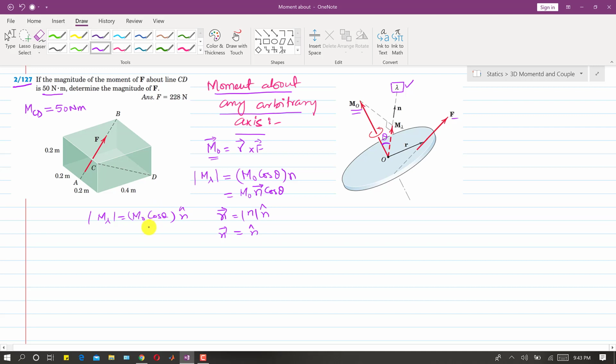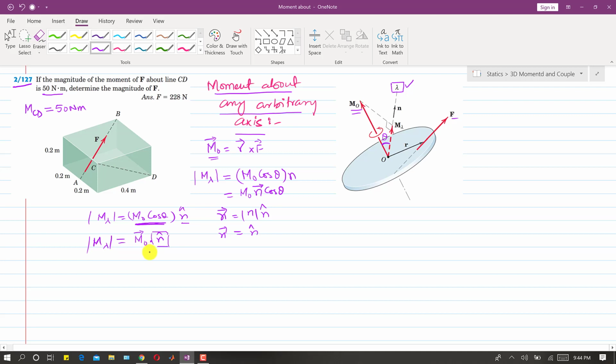In other words, this is the component of MO along the n direction. This is that M lambda, and we can write it as MO dot n. This is the MO vector and this is the unit vector. If we take the dot product of MO with the unit vector along any arbitrary axis, if we know the unit vector of a given arbitrary axis, we will be able to find the magnitude of the moment along that arbitrary axis.